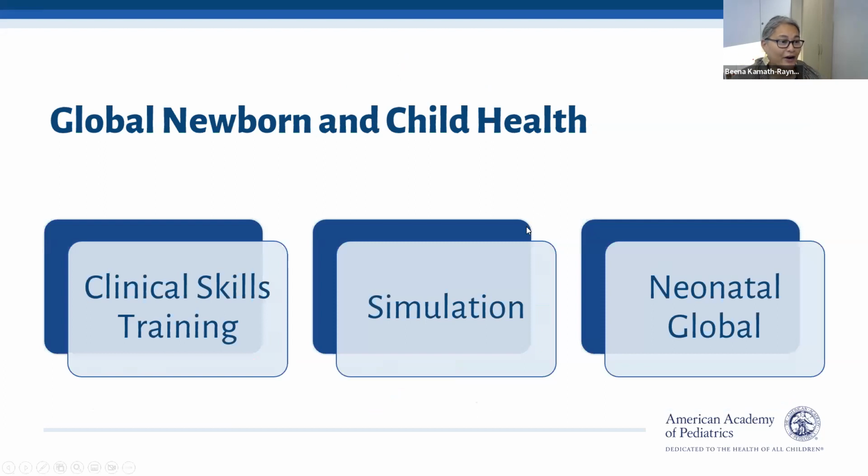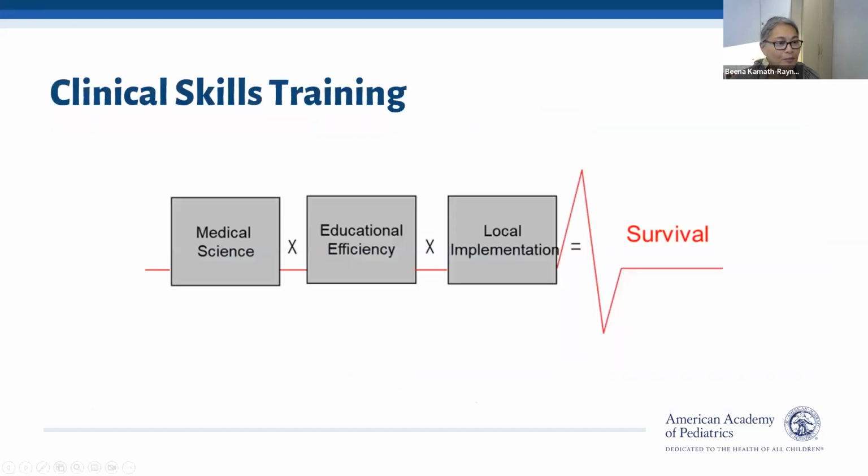So under my area, which is global newborn and child health, there are 3 big buckets of work. There's first of all, the clinical skills training programs, simulation, and then our neonatal global work. And I want to make it clear because a lot of people are like, well, why did you come to the Academy? It seems like you're doing 2 very disparate things, but it's actually all very much related. And I'm going to explain how it all works.